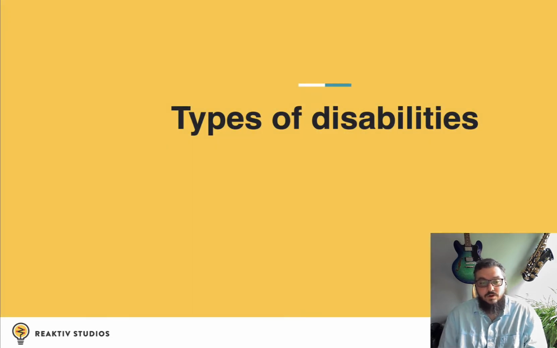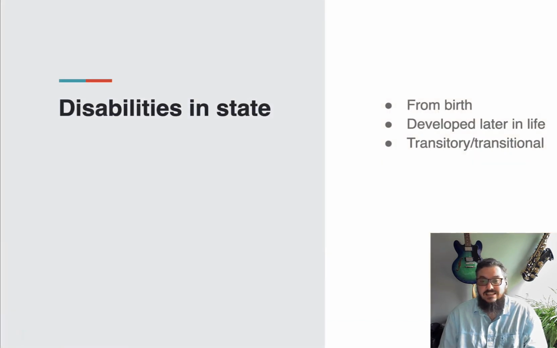Let's talk a bit more about different disabilities and how that affects users' ability to interact with your content. Types of disabilities. A good starting point is to think about big classes like vision, hearing, motor control, and cognitive disabilities. Some accessibility issues are specific to a class, while others are more broad and can affect a wider variety of users. It's also important to think about disabilities in state.